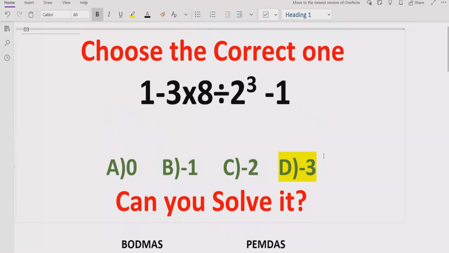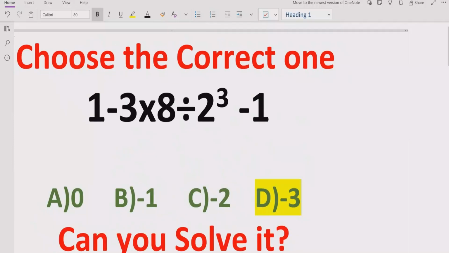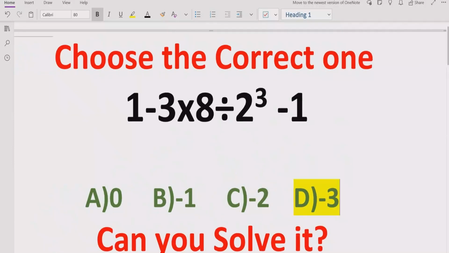So I hope you understand how you can solve the given expression using PEMDAS and BODMAS method and find out the correct answer. So that's it for today.